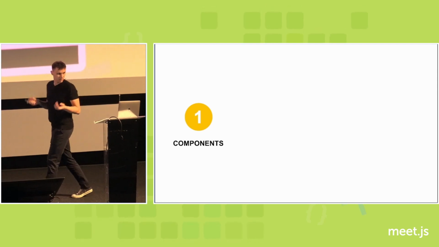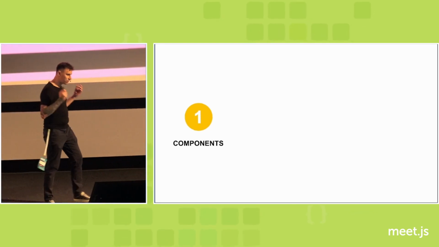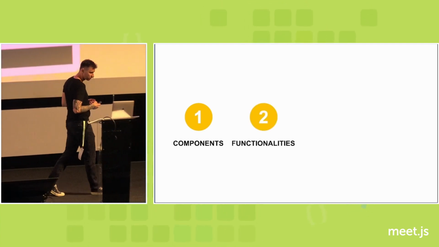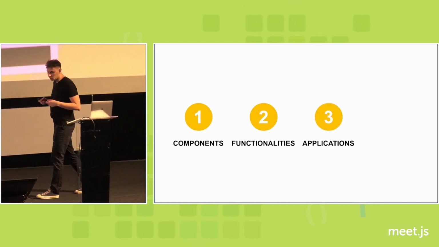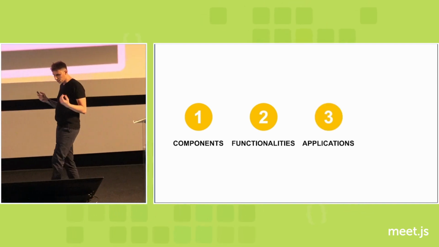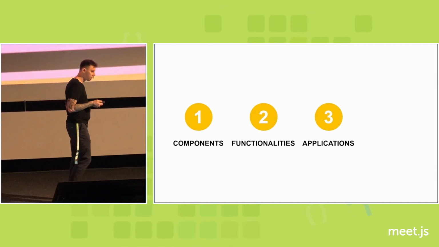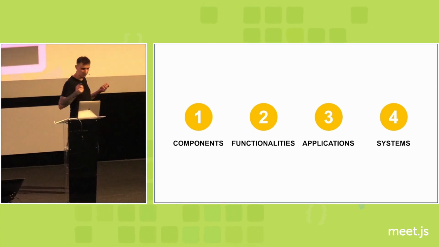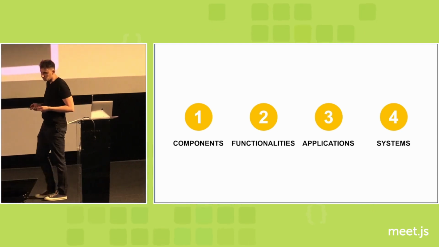So I hold this secret formula, and it looks like that. Create a finite amount of components, and from those components create bigger structures called functionalities. And from those structures create even bigger ones called applications. And from those create even bigger ones, entities called corporate systems. And these, my fellow developers, are the essence of something called modularity.